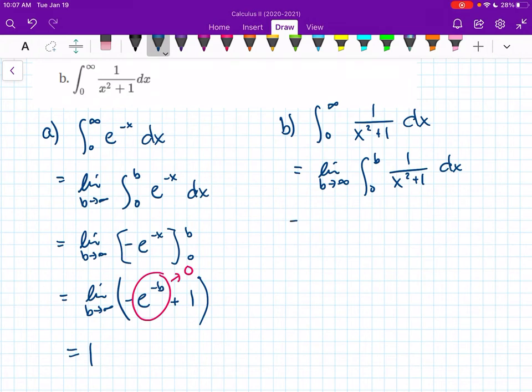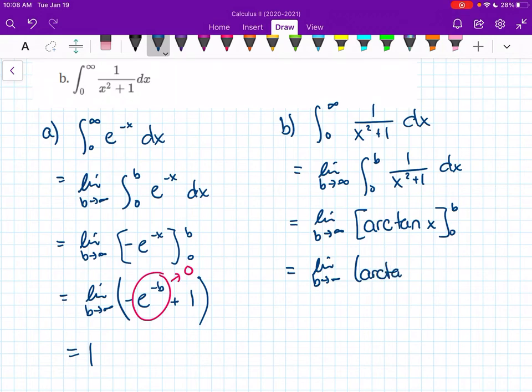You should see that this is the antiderivative of arctan. So now I have the limit as b goes to infinity of arctan of x, evaluated from 0 to b. And then I'm going to go ahead and plug in my bounds. So I have the limit as b goes to infinity of arctan of b minus arctan of 0, which is 0. And so then the arctan of infinity.